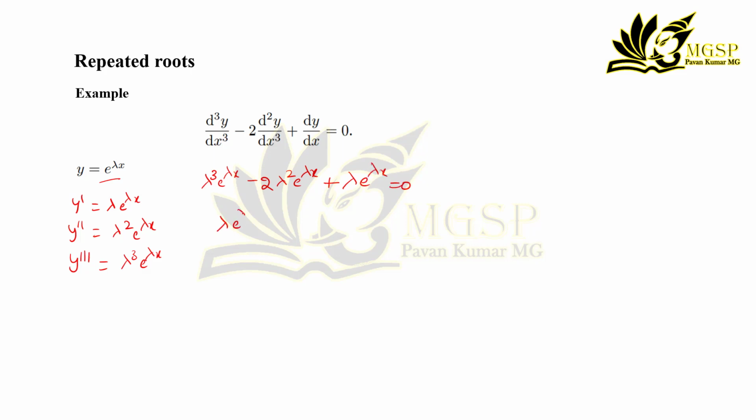Take lambda and e power lambda x common. So lambda square minus 2 lambda plus 1 is equal to 0. Here it is the same as the previous one: lambda square minus 2 lambda plus 1 is equal to 0.